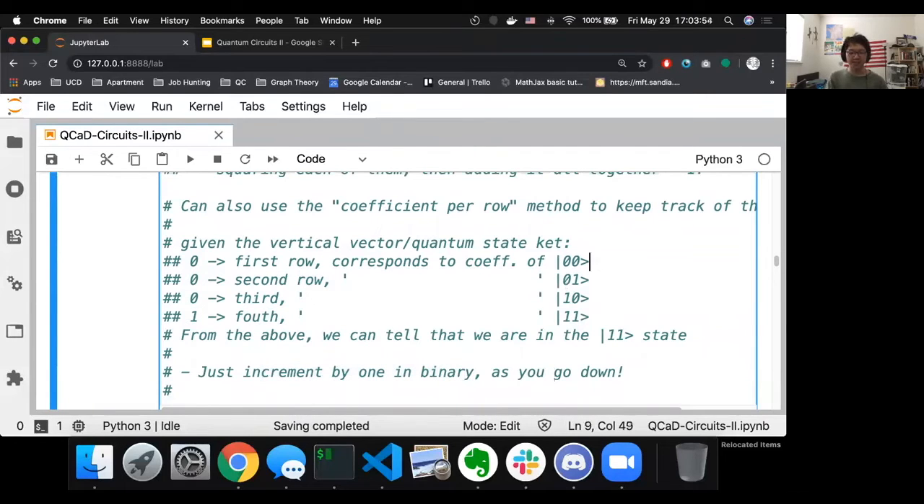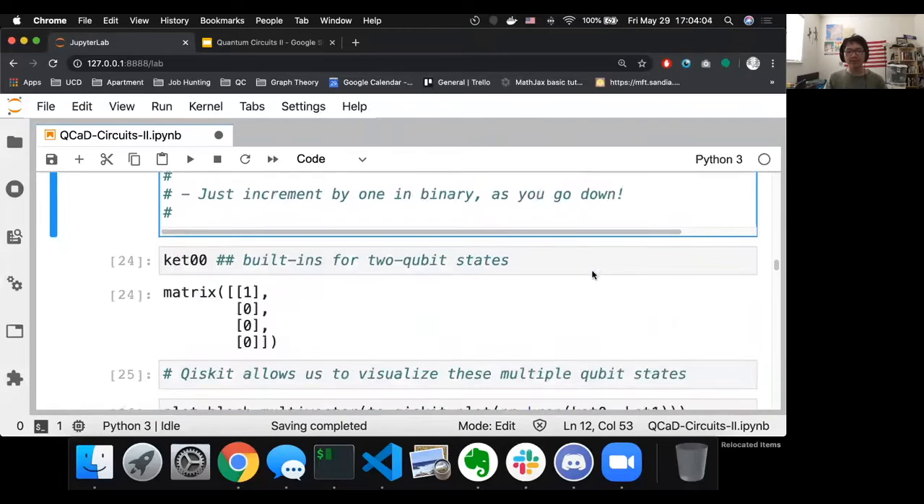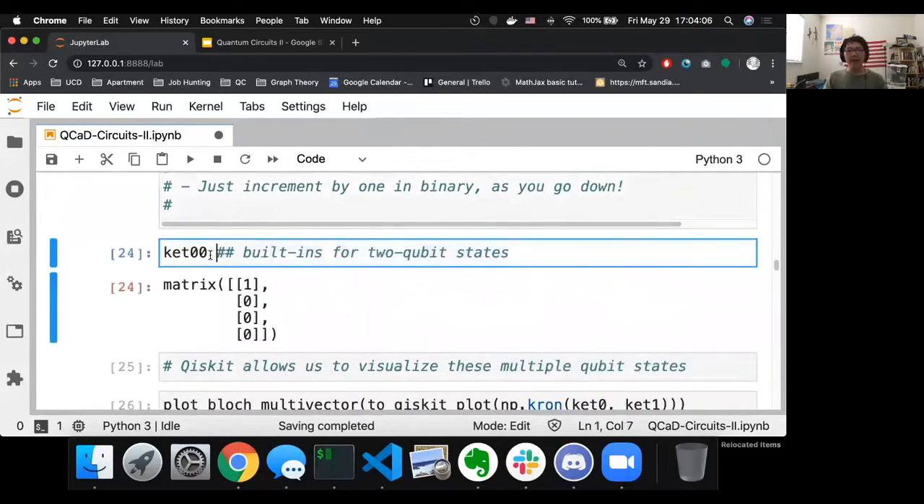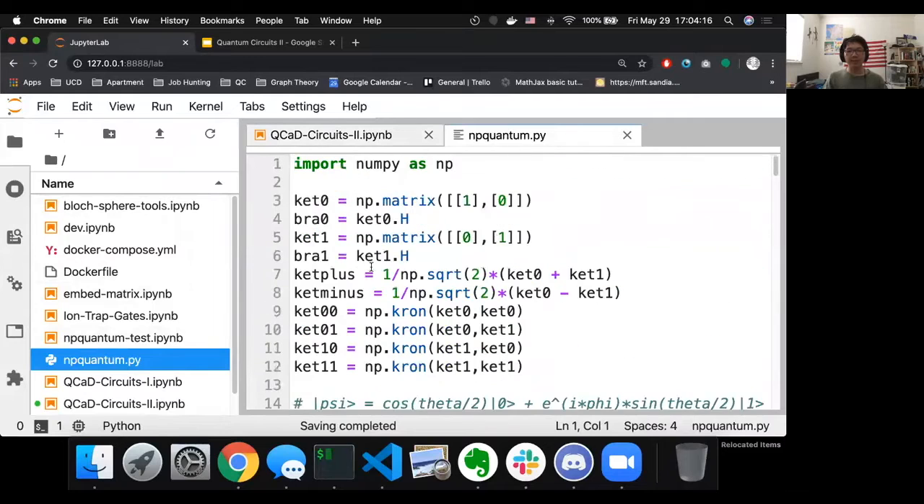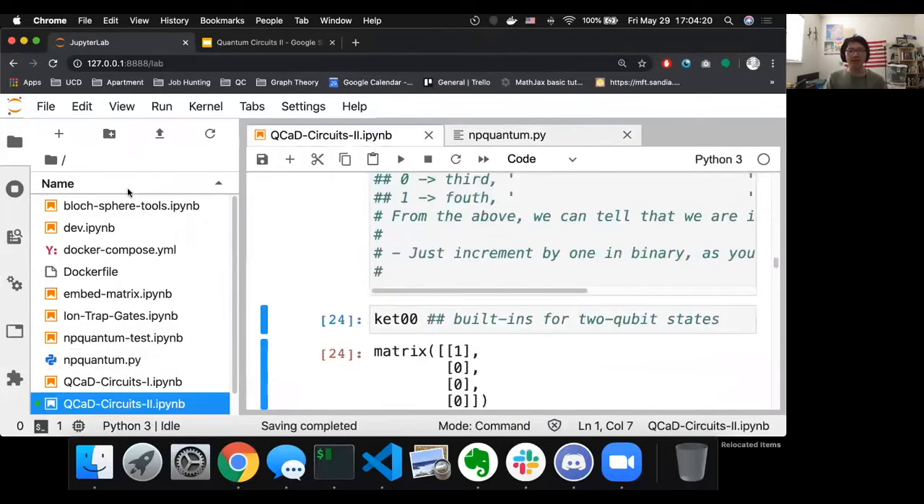So, in decimal, this would be 0, this would be 1, 2, and then this would be 3. That's just counting in binary, but going downwards. I also have built-ins, so the NP quantum library is what I call it. If you're really curious, this is the actual library that I've written with a number of handy mathematical shortcuts that I like using.